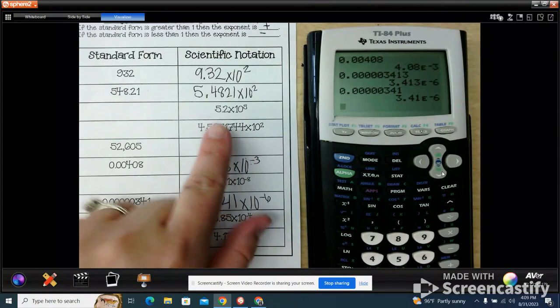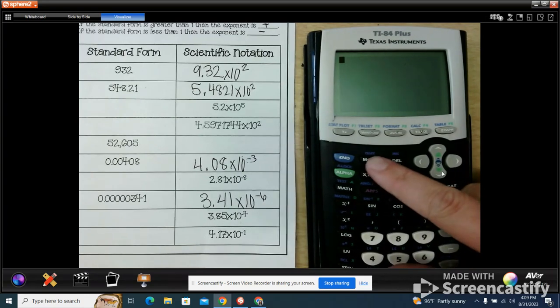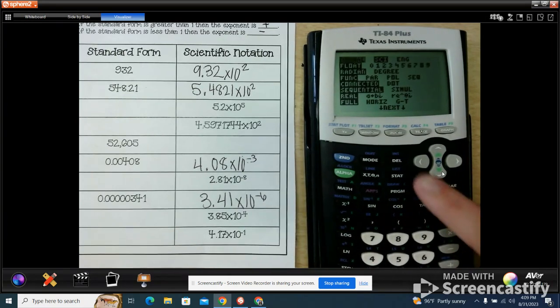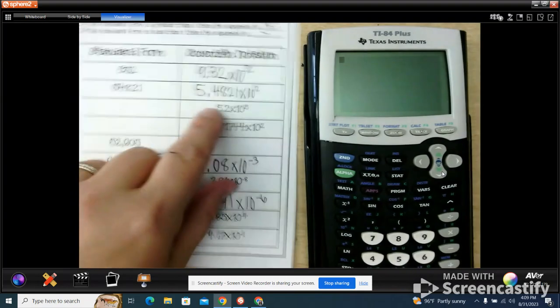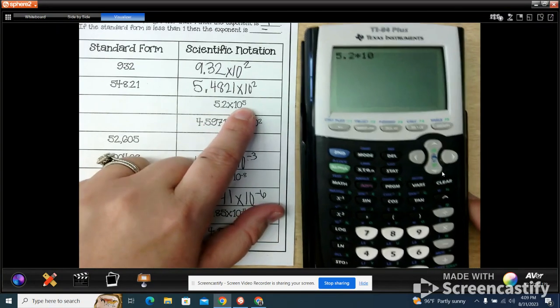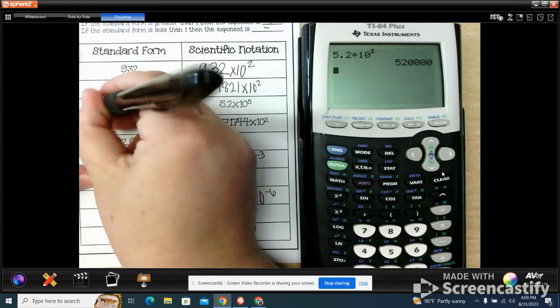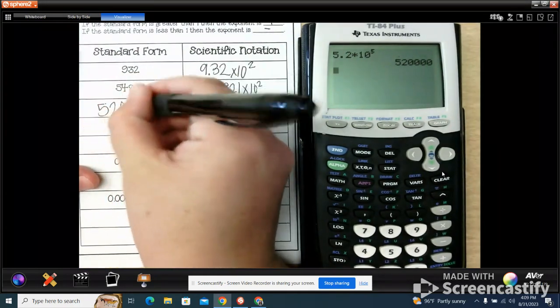So now we're going to do the opposite and go from scientific to standard. So now we've got to change our calculator back into normal mode. So we're going to hit the mode button, which is right next to your blue button. It is now on SCI, so we're going to switch it over to normal and hit enter. And then hit clear, and now we're ready to go. So for these, we will type it in exactly as it is written on the paper. So 5.2 times 10. And then for that exponent button, it is right below clear. We're going to hit that arrow button and then hit 5, enter. And then there is your answer. So we have 520,000.